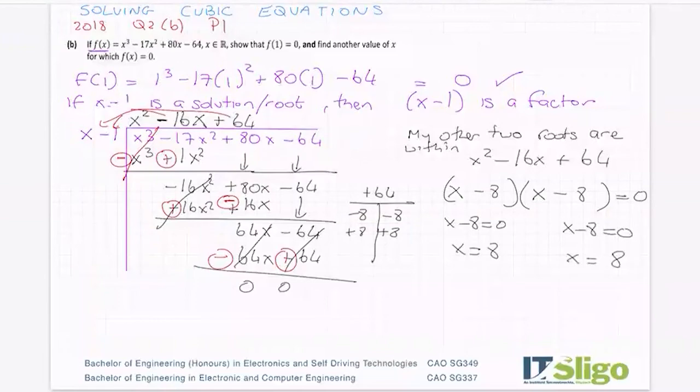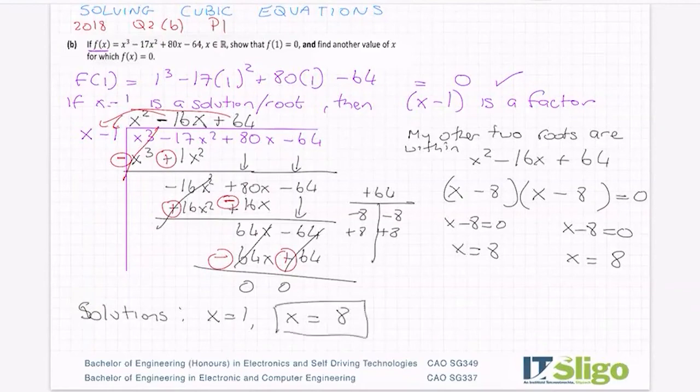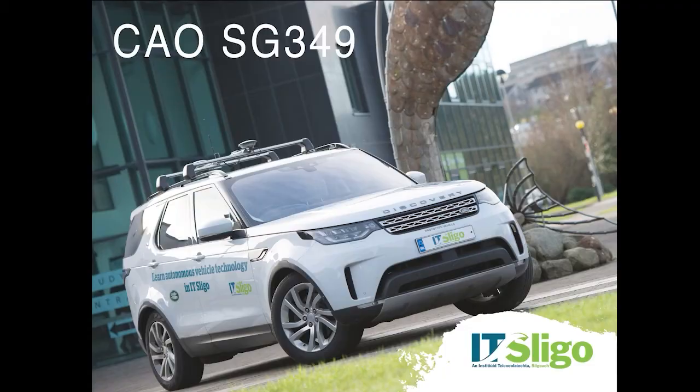Okay, so my solutions to these are x is equal to 1, x is equal to 8, and x is equal to 8 if you want. But this is your answer. They wanted another value of x for which f of x equals 0. So x is equal to 8.